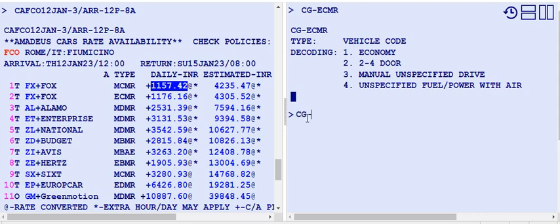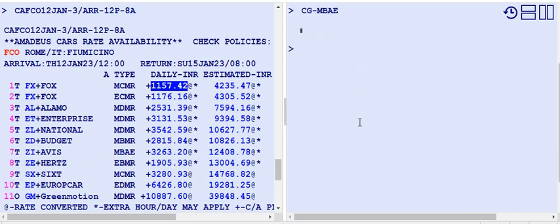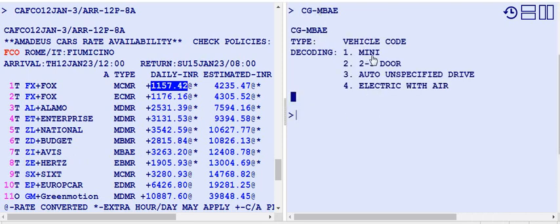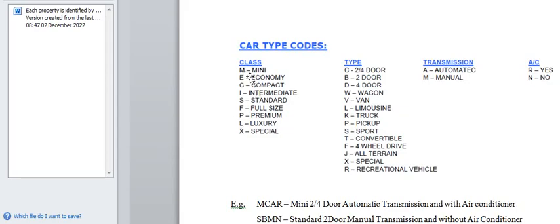CG, MBAE. M means it's a mini car, and B means 2 to 3 doors, and A, auto drive, that means it's an automatic transmission. And the last letter E means it's an electric vehicle with air conditioner. So this is the specification with respect to a particular car type code. We can find the complete information about the car type code. Here you see M stands for the first letter, this is the second letter, this particular part is the third letter, and this is the fourth letter of the car type code.